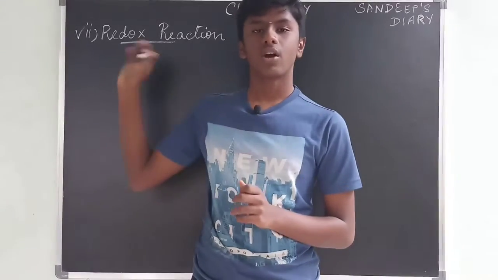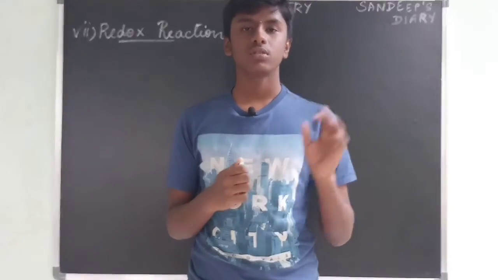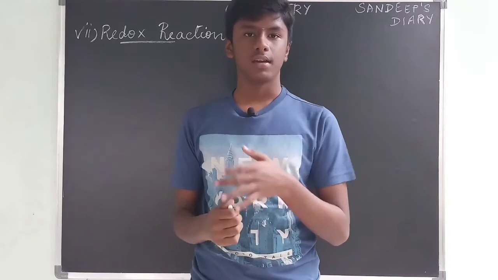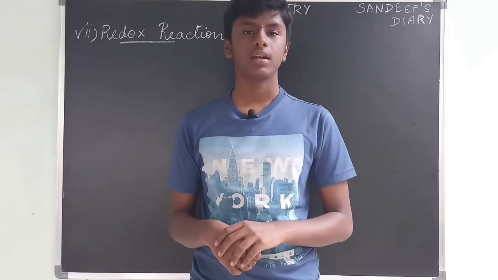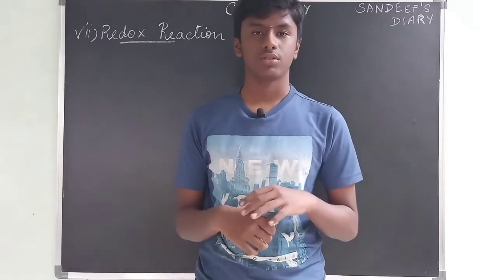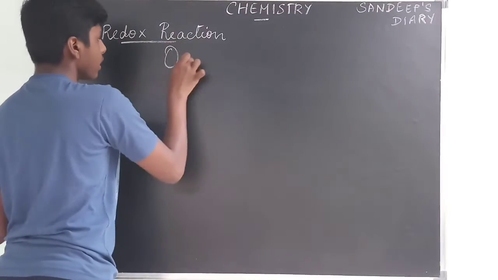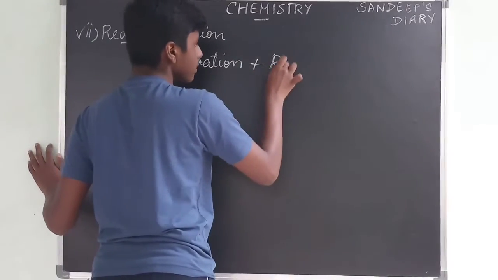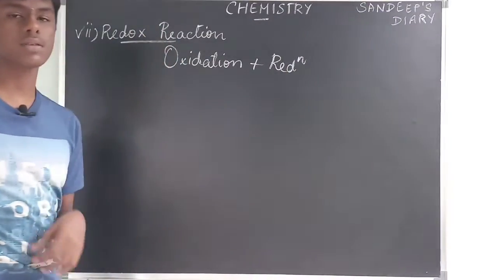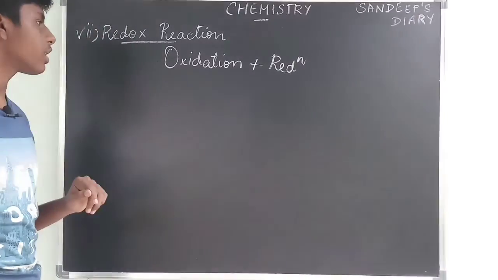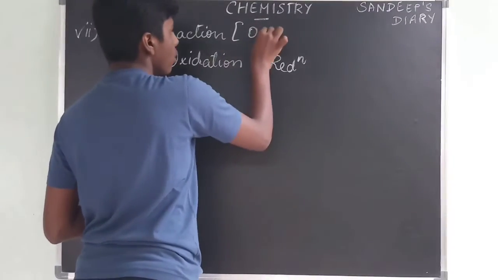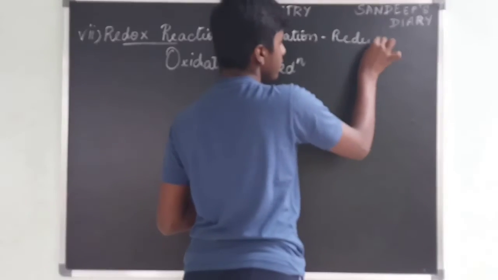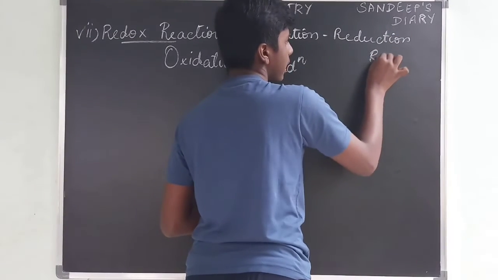The next is redox reaction. The reaction in which oxidation and reduction take place simultaneously is known as redox reaction. A redox reaction has another name, oxidation reduction reaction. So what is redox reaction? Oxidation plus reduction in the same chemical equation happening simultaneously is known as redox reaction. It has another name, that is oxidation reduction reaction.